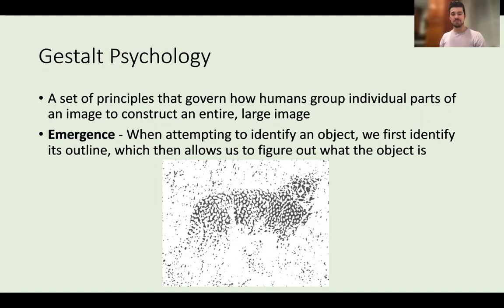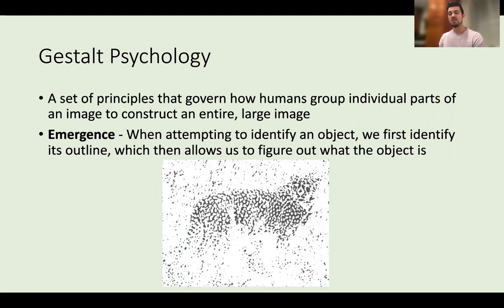So emergence is the first principle we're going to talk about. In attempting to identify an object, we first identify its outline, which then allows us to figure out what the object is. If you cover the top half of this picture and that's the first thing you look at, you're not going to see four legs and the lower half of the body of a cheetah. If you look at the entire picture, you're going to notice all at once that there's a cheetah in this picture. And then once you realize that there's a cheetah or some sort of animal in this picture, then you can start to see the smaller structures.